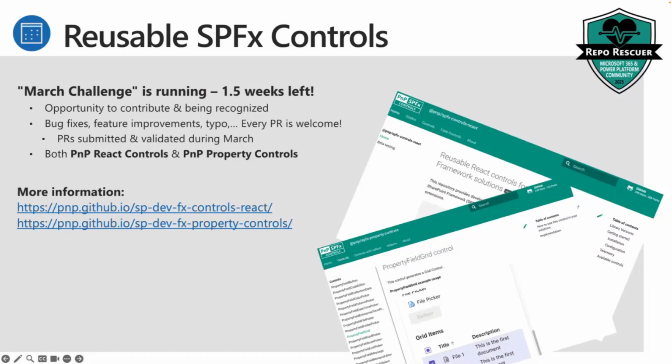Adam basically told everything I wanted to tell on this slide. We are on the March challenge for Rapper Restore batch. It's running, with 1.5 weeks left. We will be happy for all the PRs that you can provide to help rescue our repos. Both PnP React controls and PnP property controls are participating. So you have 1.5 weeks left to submit your PRs. Thank you, and back to you, Chris.